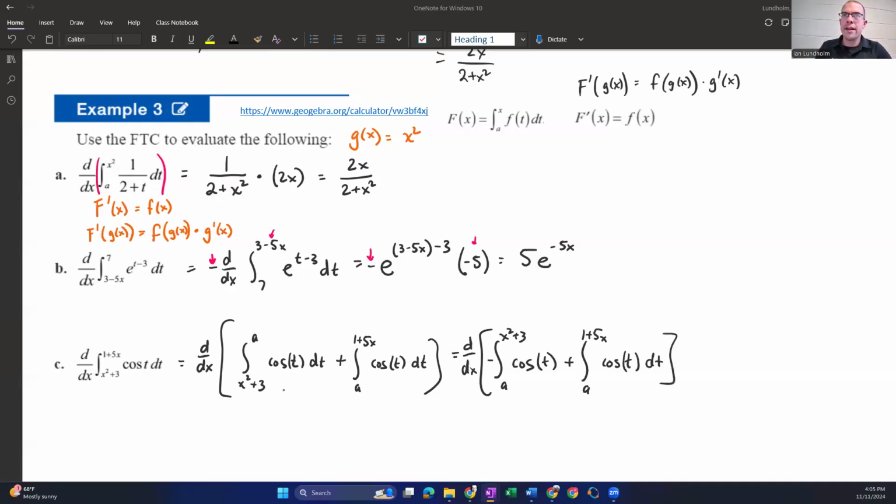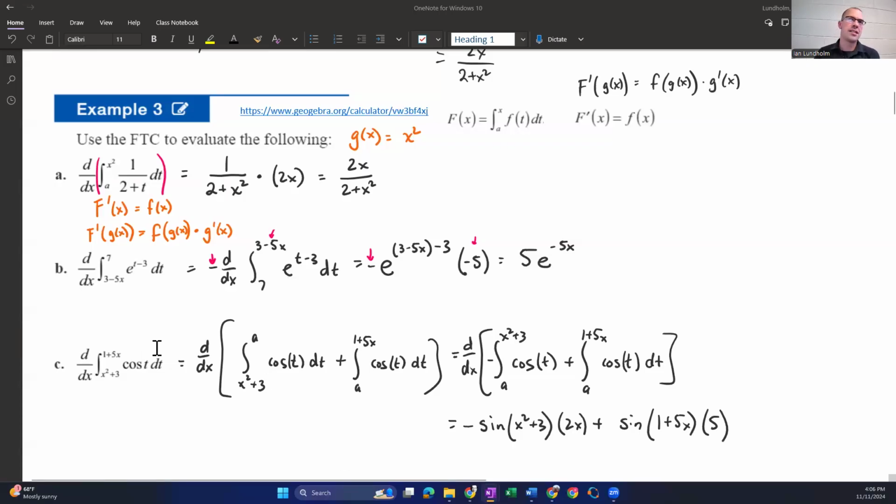Okay, and the antiderivative of cosine is just sine. So we're going to do negative sine of x squared plus 3, and then we're going to multiply by the derivative of the inside, so times 2x. And then plus sine of the boundary times the derivative of the boundary. And I think that we've accomplished the chain rule there.